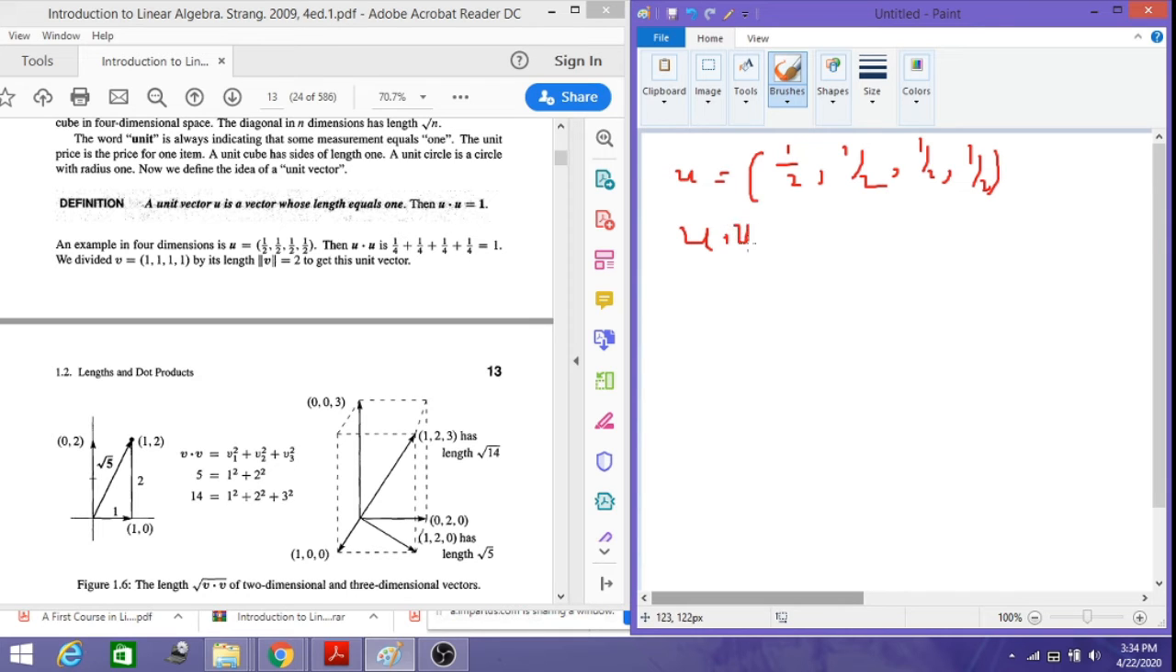What do we get here? We are going to multiply with its own terms, and then finally add them. So u dot u is nothing but 1 by 4 plus 1 by 4 plus 1 by 4 plus 1 by 4, which will result in 1.